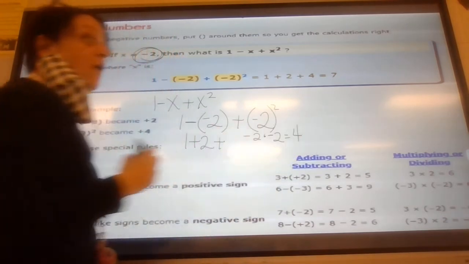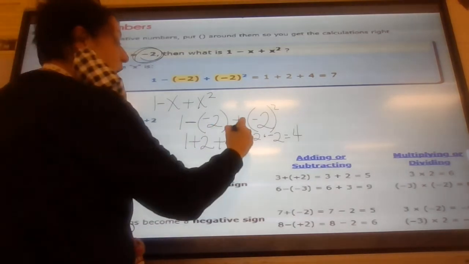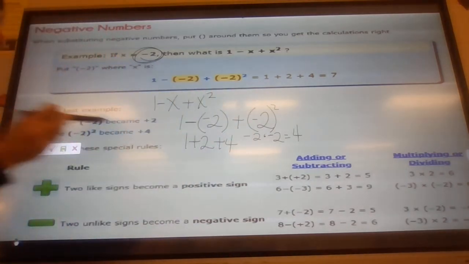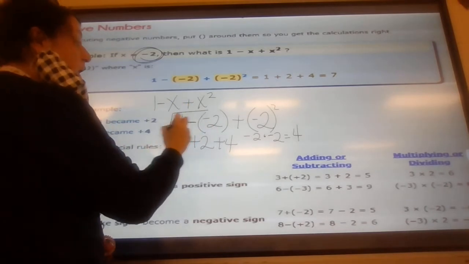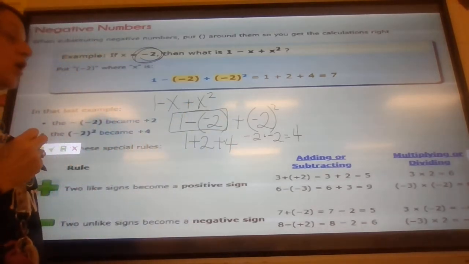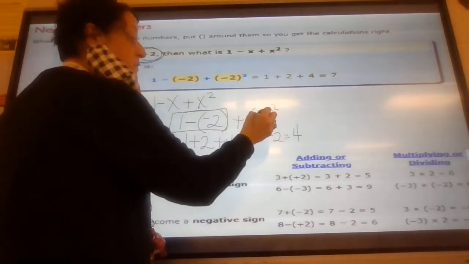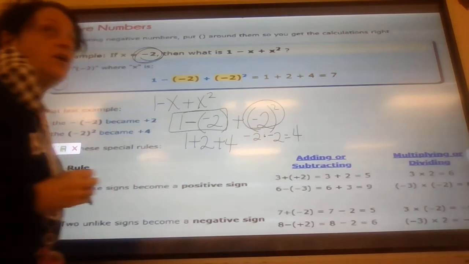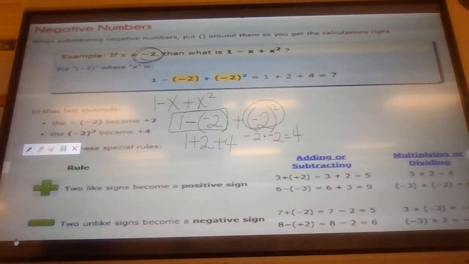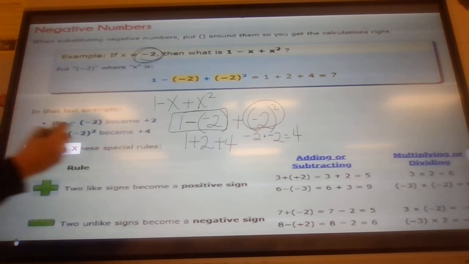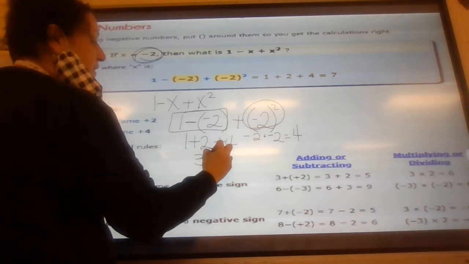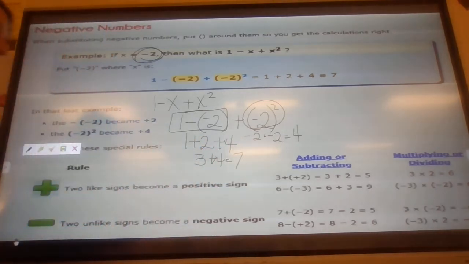Now, all of this you can do on the calculator. You can put 1 minus negative 2 in the calculator and you're going to get 3. You can put negative 2 times negative 2 in the calculator. You can even put negative 2 in with the x squared button and it's going to give you positive 4. Okay? You can do that computation in the calculator. And when you do, you're going to get 3 plus 4, which is 7. Okay?